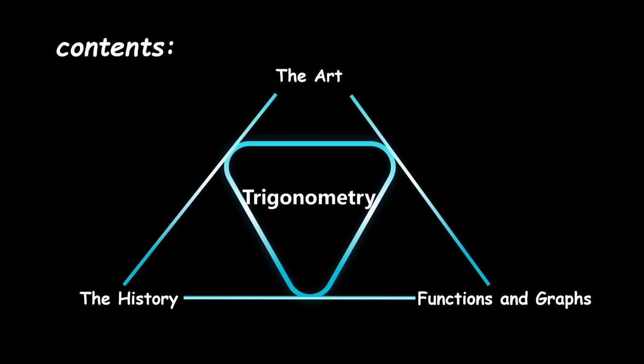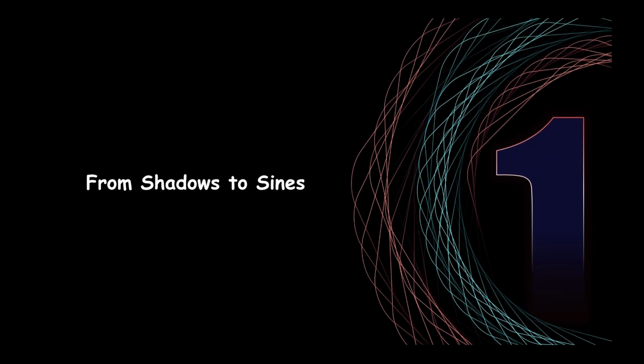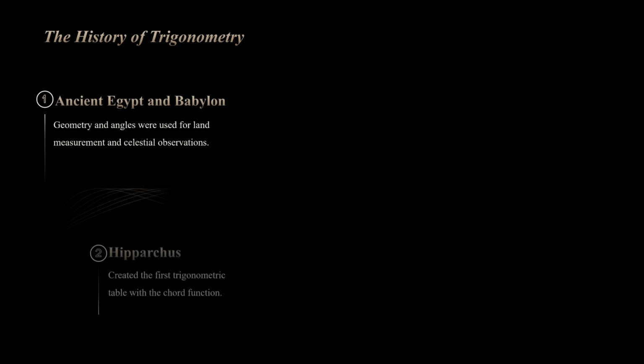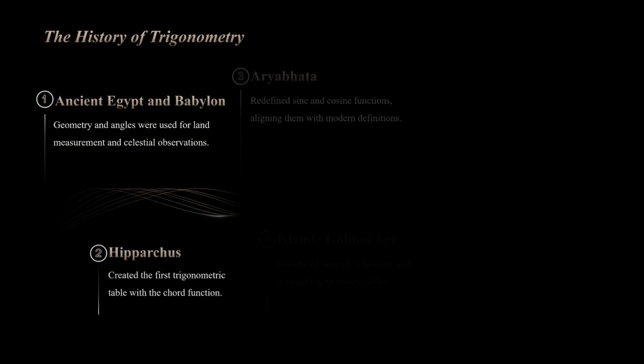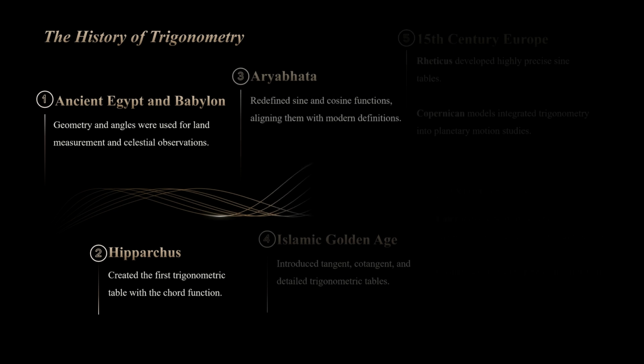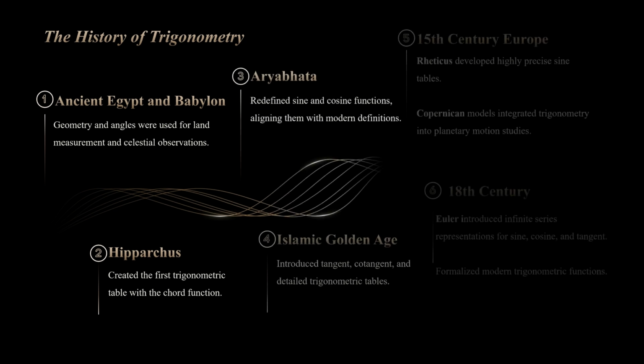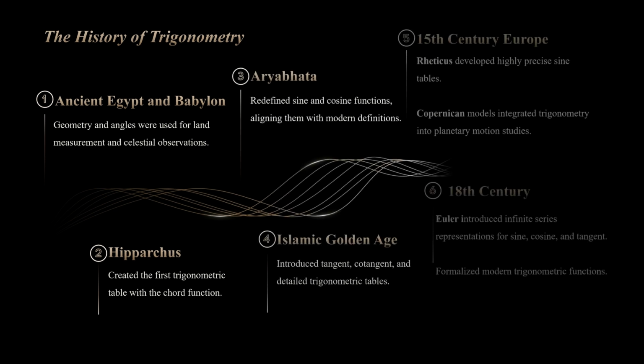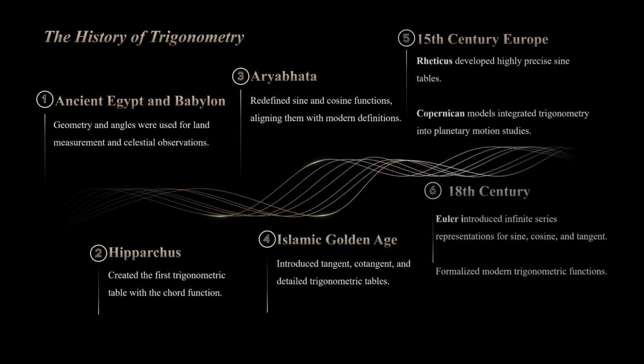To start, let's delve into the origins and evolution of trigonometry. Trigonometry originated in ancient Egypt and Babylon for practical geometry. Hipparchus introduced the first trigonometric table, Aryabhata refined sine functions, and Islamic scholars advanced tangent functions. By the 15th century, Europe applied it to navigation and astronomy, and Euler in the 18th century defined its modern form, making it a universal mathematical language.